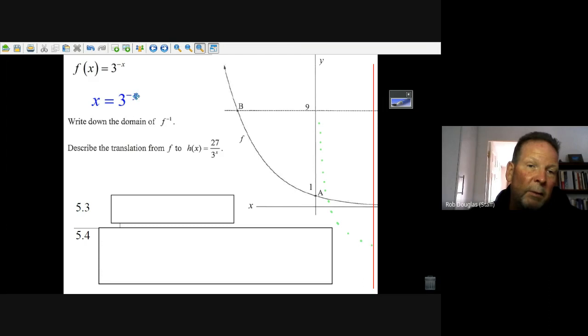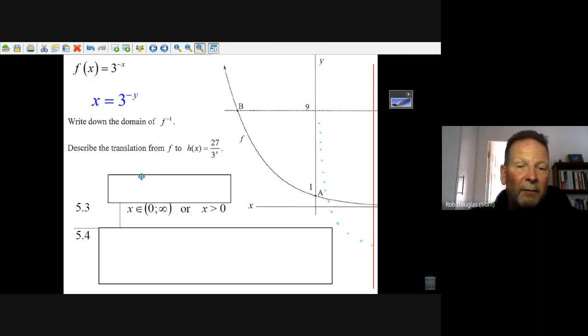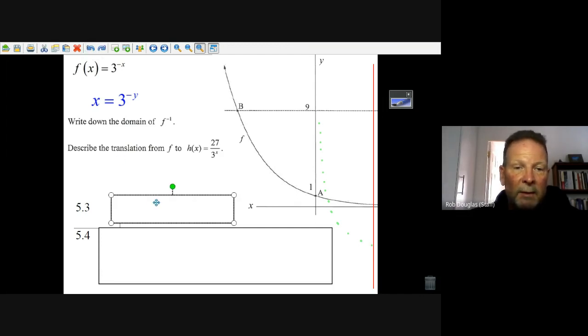3 to the 0 would equal 1, but if we put in numbers like 1 or 2 or 3, this will become 1 over 3, 1 over 3 squared. It'll get very small. In fact, if we let y get big, it becomes infinitely small, but it'll never become 0. If we put negative numbers in, it'll get big. So x is just going to have to be greater than 0. So x is an element of the real numbers, but it's greater than 0.